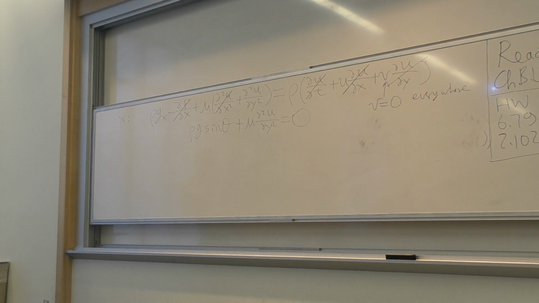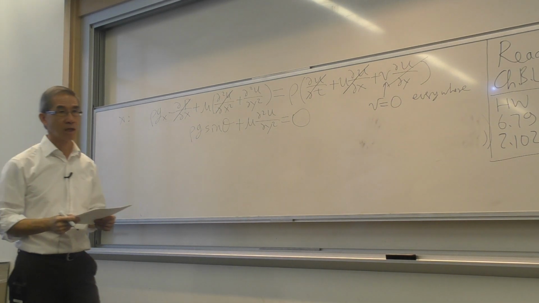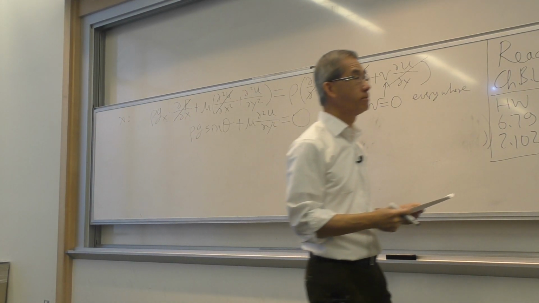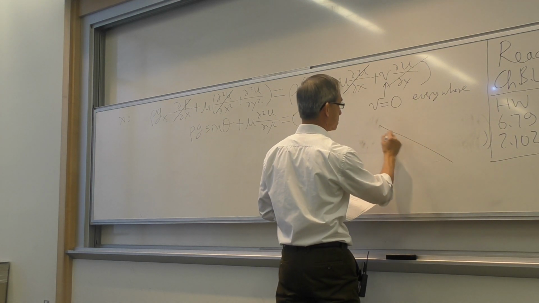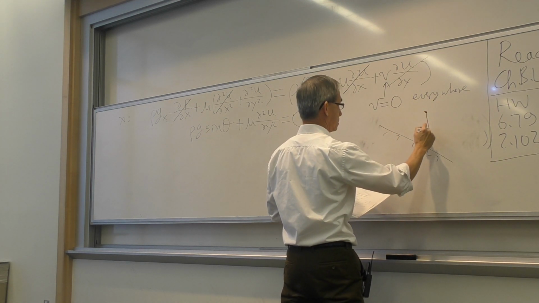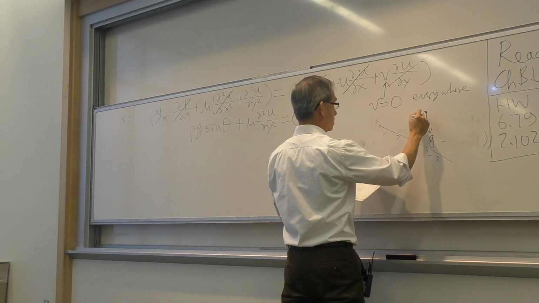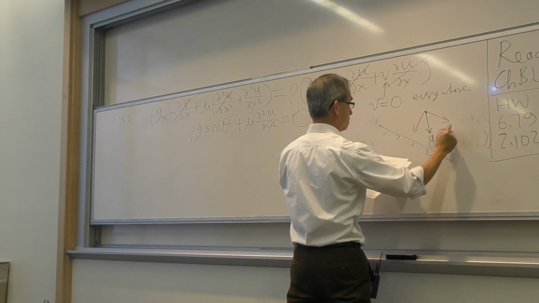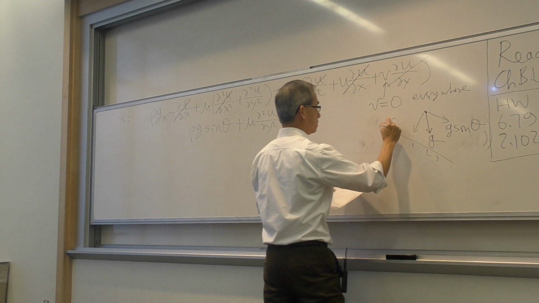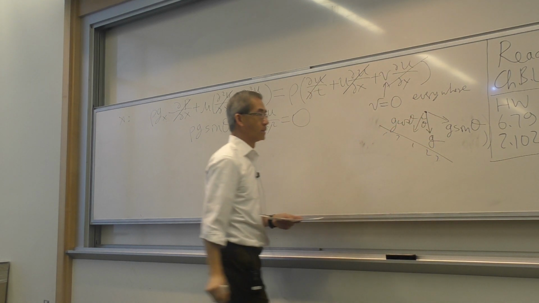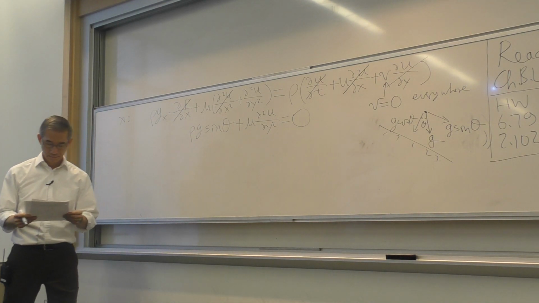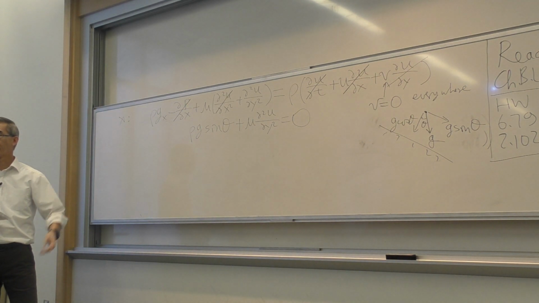Where did I get g sine theta? Anyone? It's my gravity in the direction parallel to the plate. Any question on this? That's all I'm asking for.